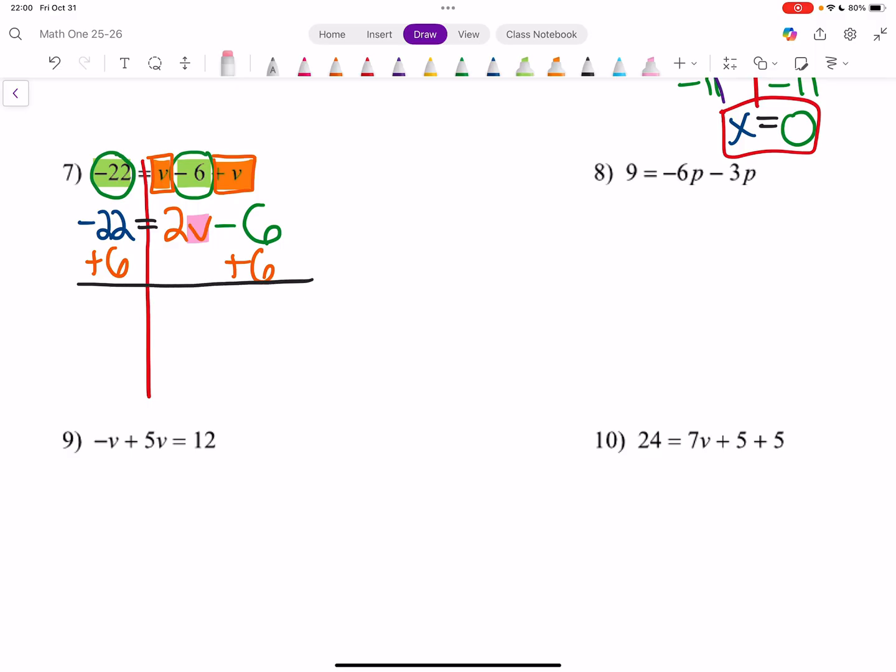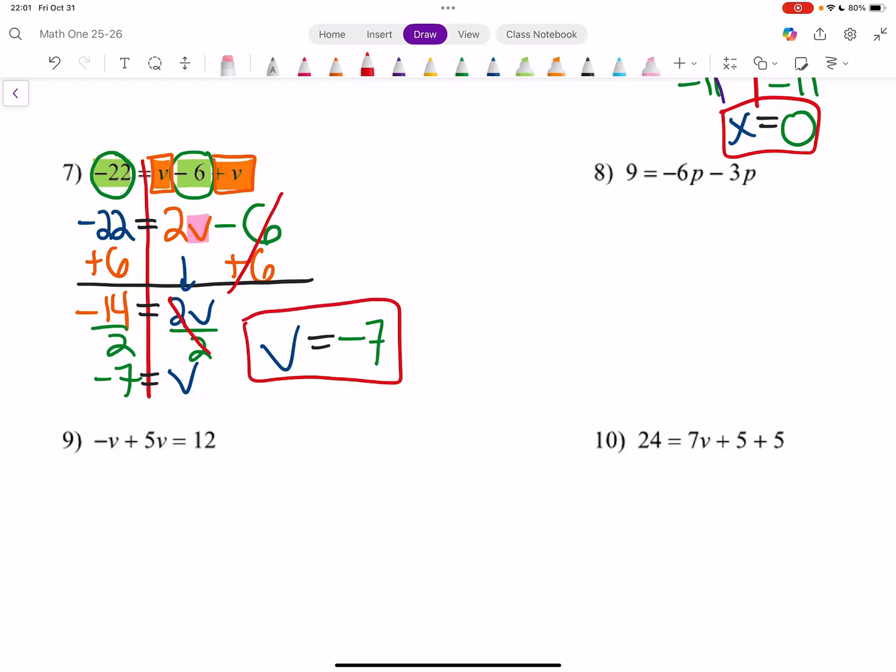Working from left to right, on the left-hand side, negative 22 added to 6 is negative 14. And then I also write the equal sign. On the right-hand side, I simply write that 2v, and negative 6 added to 6 is 0. Lastly, I need to undo that multiplication that's happening there. Its inverse is division, so I'm going to divide both sides by 2. Negative 14 divided by 2 is equal to negative 7. And on the right-hand side, 2 divided by 2 is equal to a single v. I want the information in the solution to be clear, so I'm going to reverse the order and read the equal sign in the other direction and write that v is equal to negative 7.